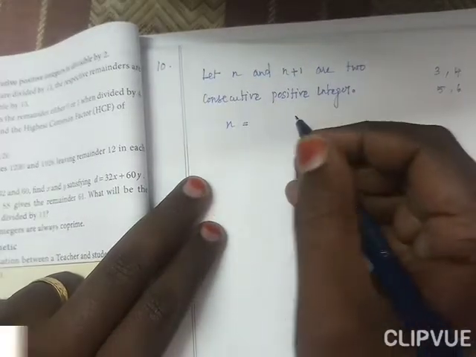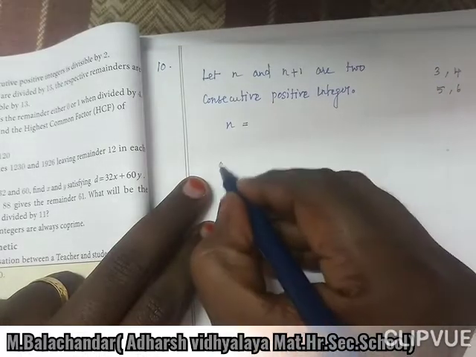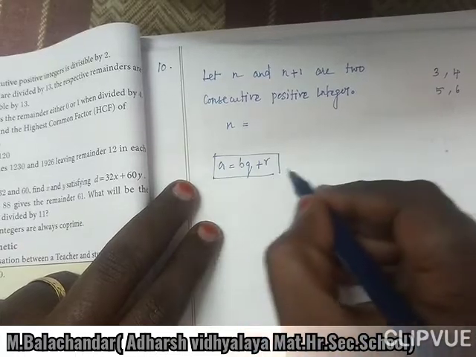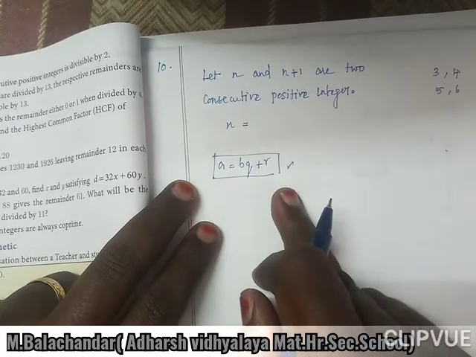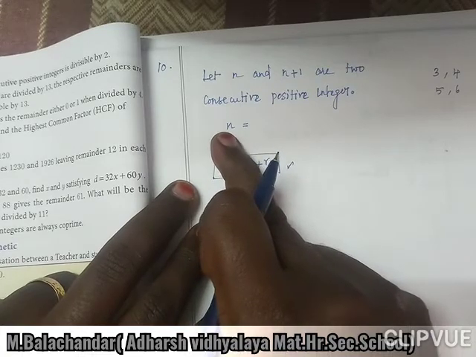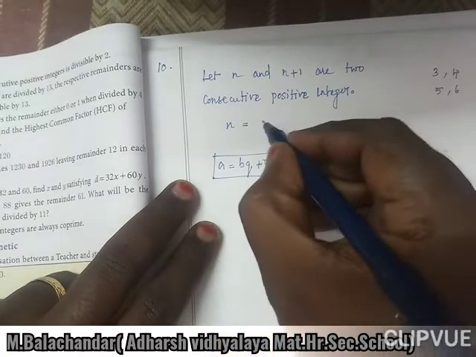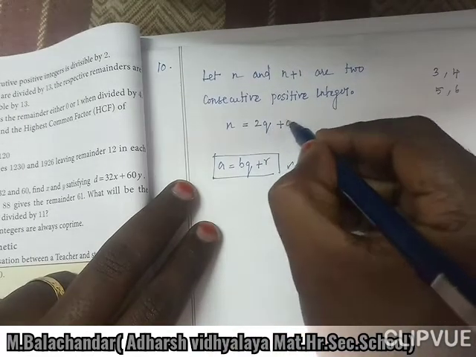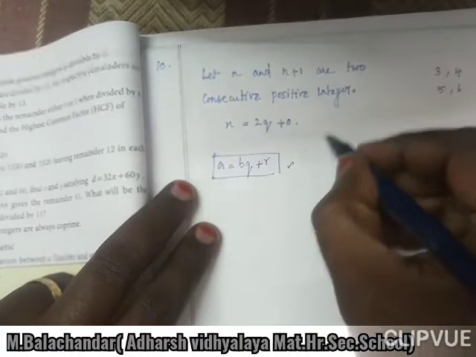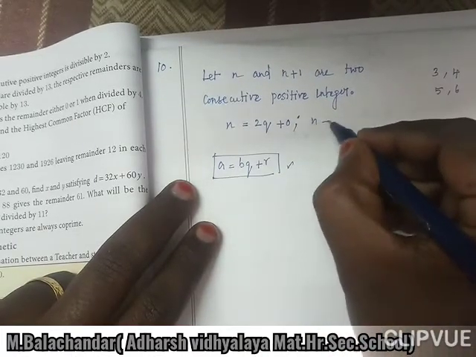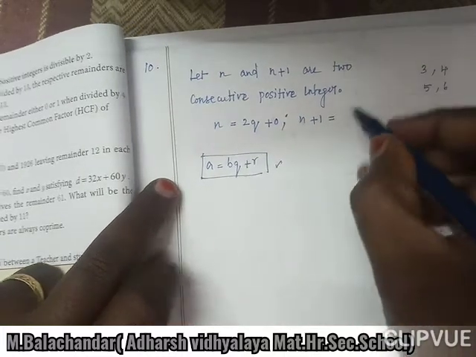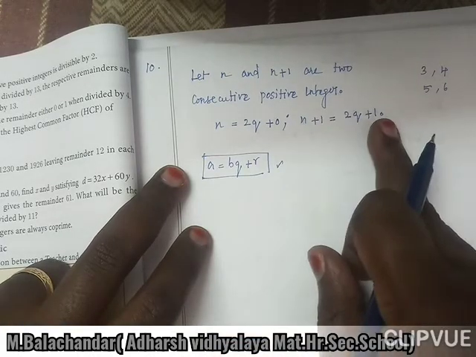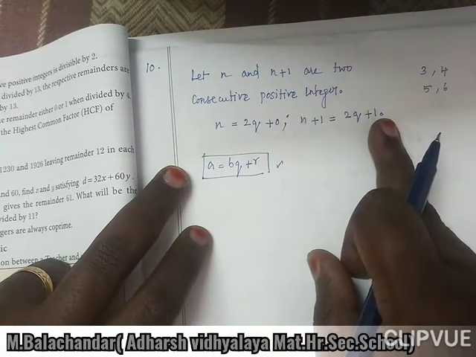Here we can take a equal to bq plus r. You know that a equals bq plus r. So here n, if you take the first one as even, you can take 2q plus 0, it leaves the remainder 0. The second one, n plus 1, means 2q plus 1. It leaves the remainder 1.